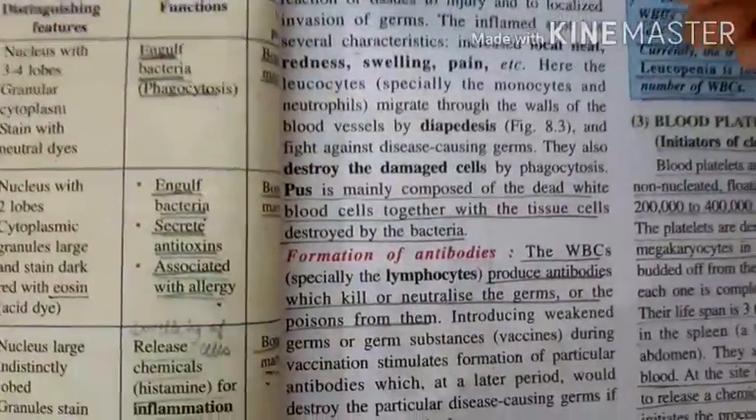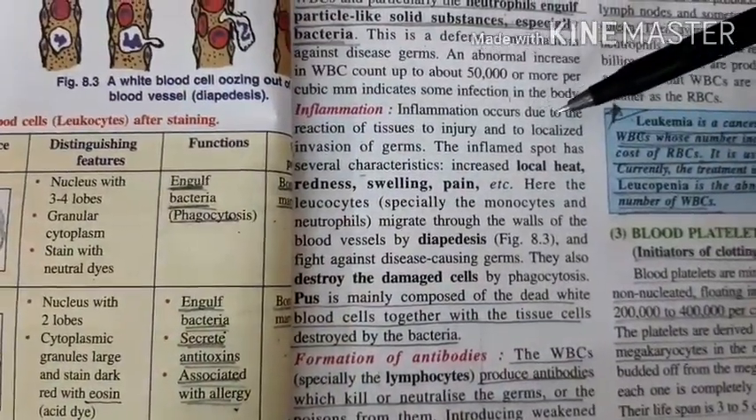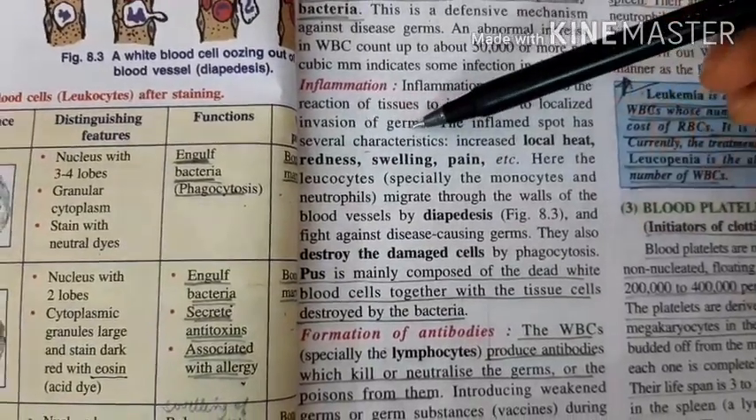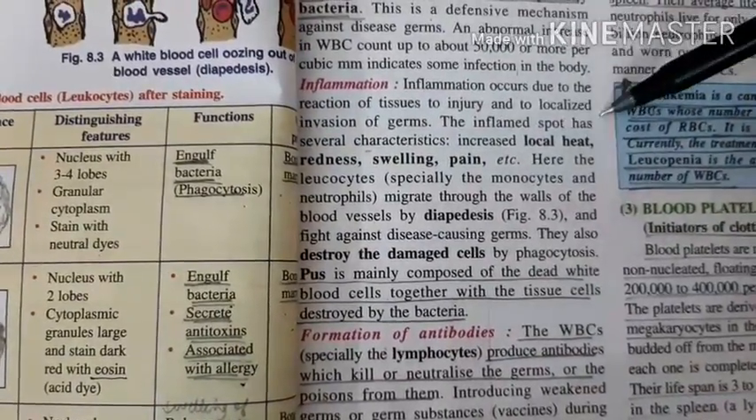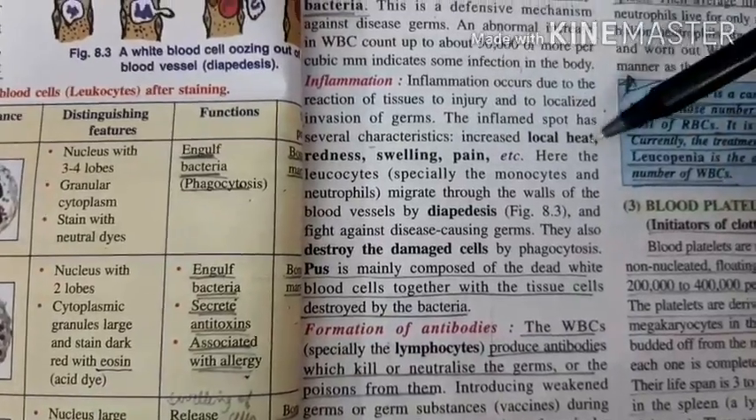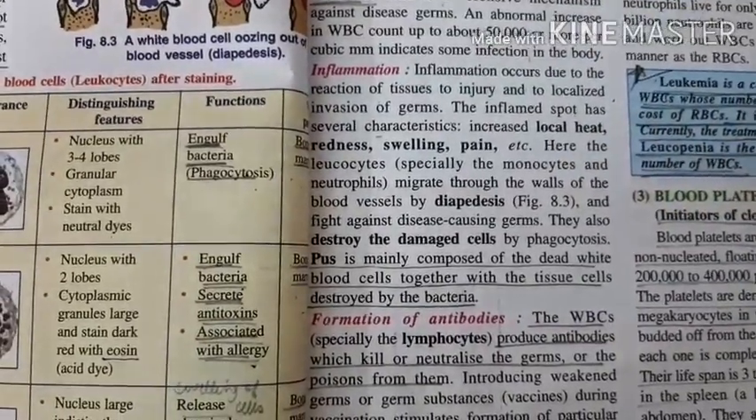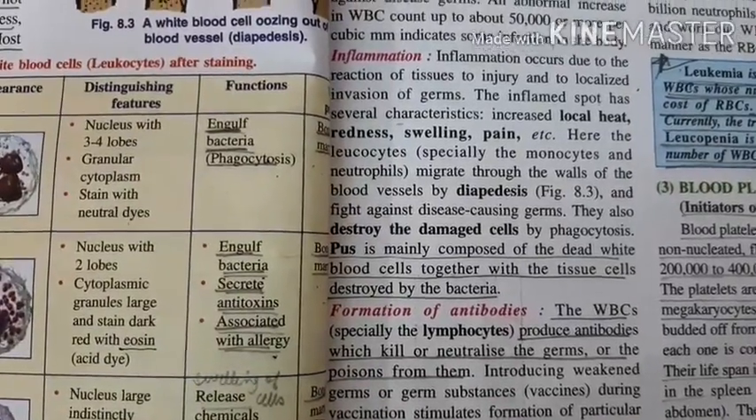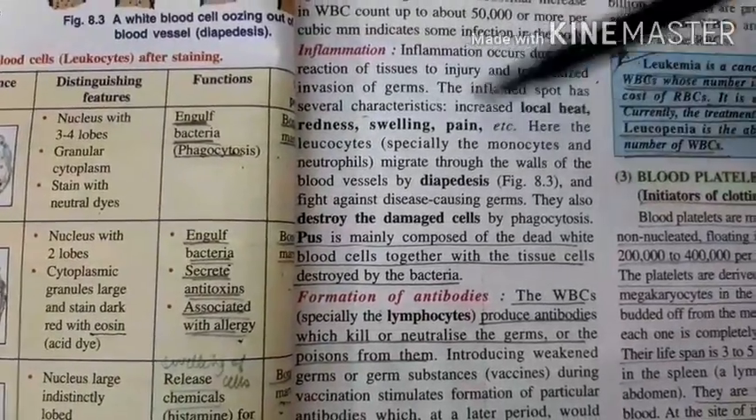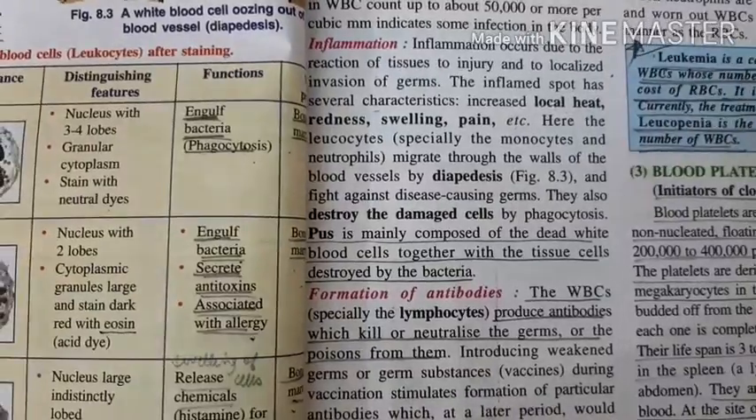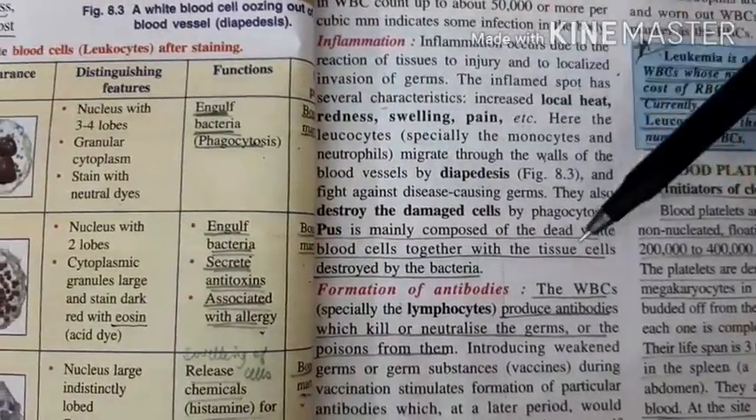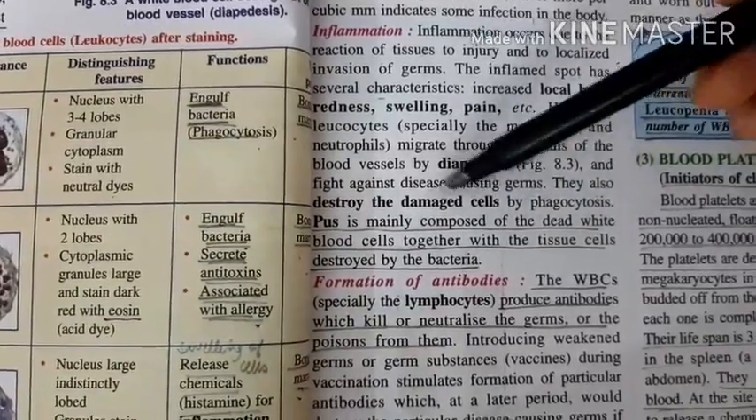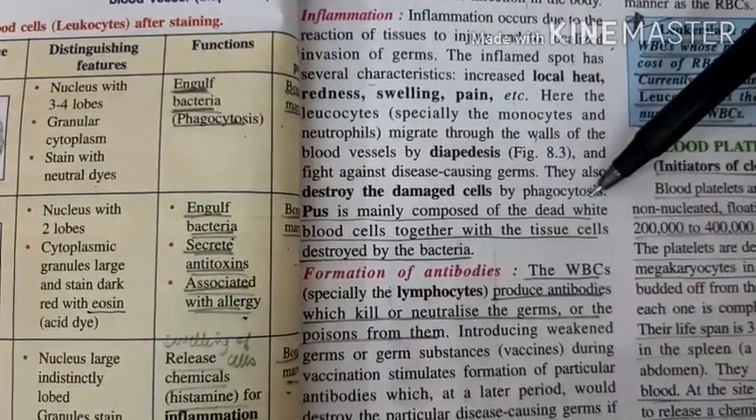Second is inflammation. Inflammation occurs due to reaction of tissues to injury and to localized invasion of the germs. The inflamed spot has several characteristics like local heat, redness, swelling. When any infection occurs, there is inflammation in the tissues, which causes swelling and pain. Again, monocytes and leukocytes will come out by the process of diapedesis, and they will eat up the destroyed and damaged cells by phagocytosis.